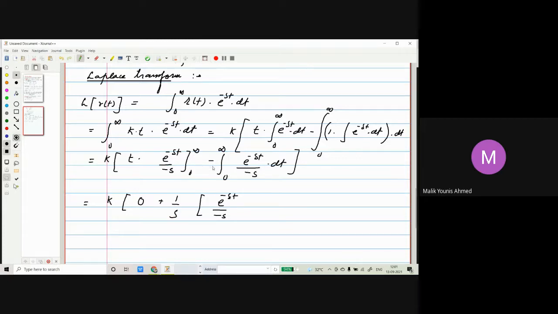This is going to be plus, and this limit is from 0 to infinity. Now here k is outside, and this is going to become 1 by s, and minus s square minus 1 by s. We can solve this limit: e raised to power minus infinity is 0, e raised to power 0 is 1, and this is going to become k by s square.